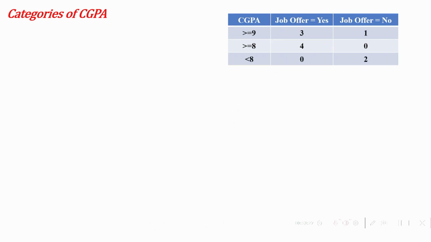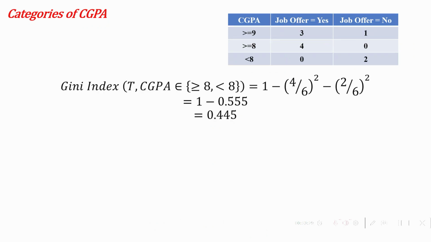Now we are going to find out the other combination. That is greater than or equal to 8 and less than 8 is one combination. Here there are 6 elements. Out of 6 elements, 4 are yes and 2 are no. So we are finding the Gini index of target variable with respect to CGPA belonging to greater than or equal to 8 and less than 8, equal to 1 minus 4 by 6.